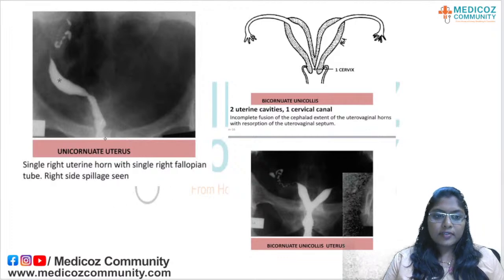Here we have given contrast and the entire contrast is only going into the right side of the cornua. That is, this is a single right uterine horn with a right fallopian tube, so there is right side spillage.